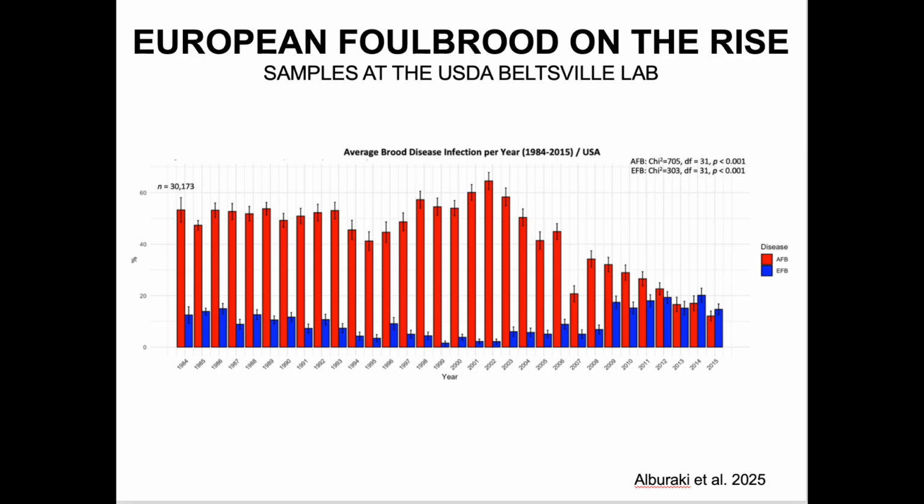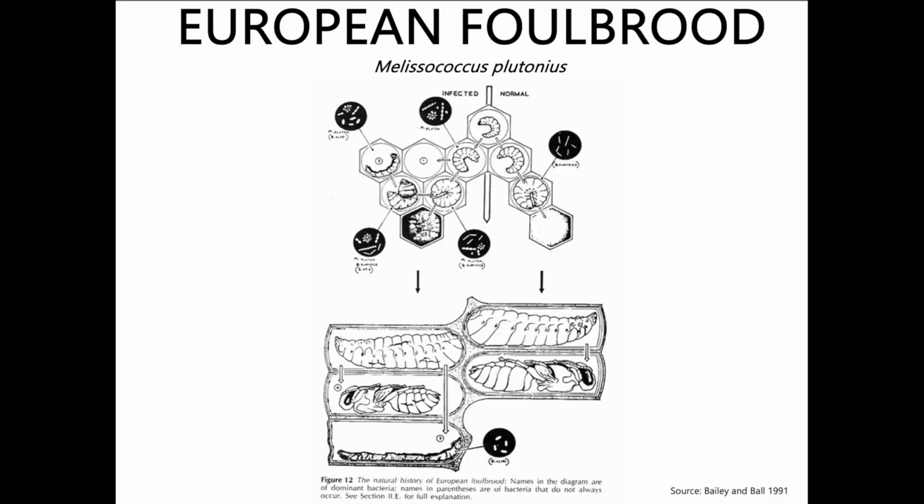In 1984, you can see that of the samples that were sent in, a high percentage of them were American foulbrood. This is comb that was sent to them. Look what happens to the American foulbrood. It starts to go down, and the blue is European foulbrood, and it is on the rise. There is a trend towards European foulbrood becoming a lot more common over the last decade. It's a weird disease.